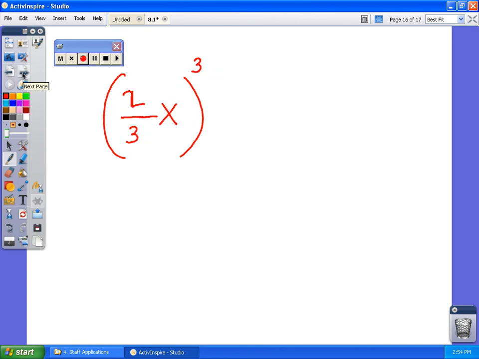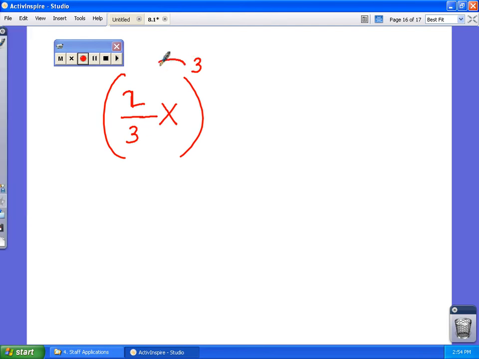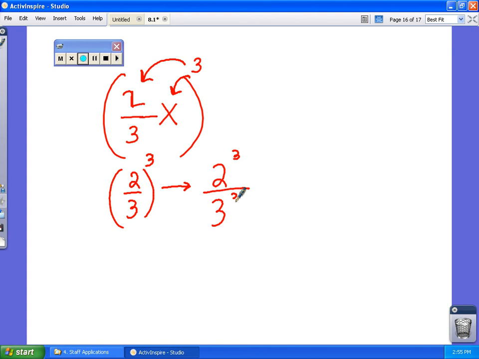Next problem. Here is still a monomial to a power, but this monomial, the number in front is a fraction, so we're going to learn how to do those. So when it's to the third power, both things get the third power, but when the 2/3 gets to the third power, or cubed, you have to remember that both the numerator and the denominator get cubed. So that becomes 2 times 2 times 2, or 8, over 3 times 3 times 3, which is 27.